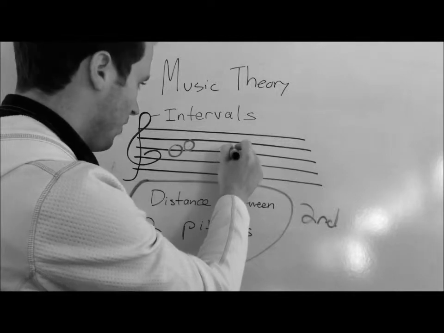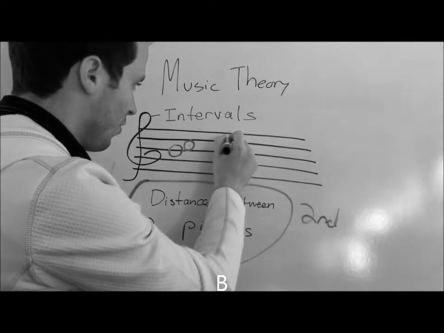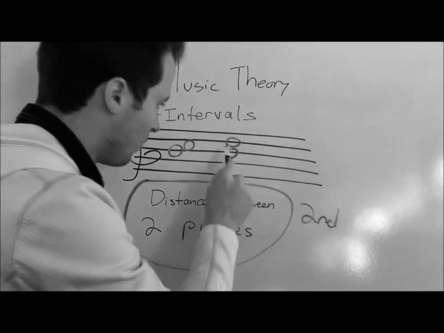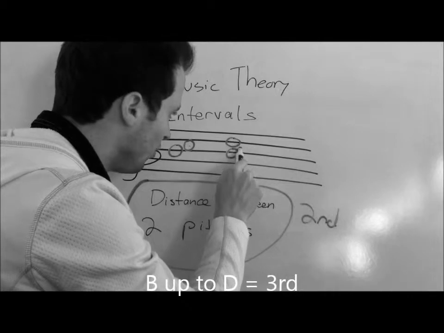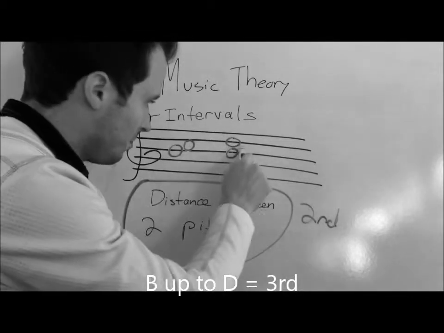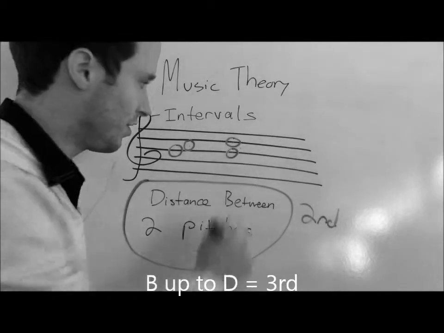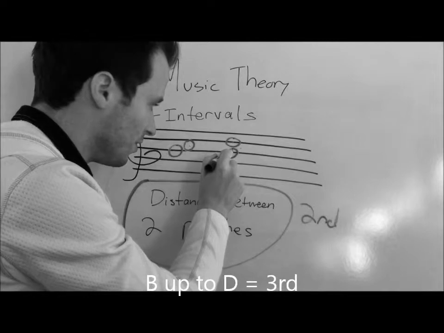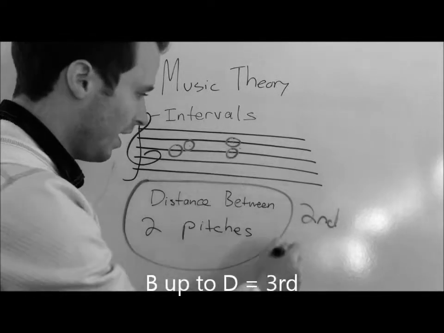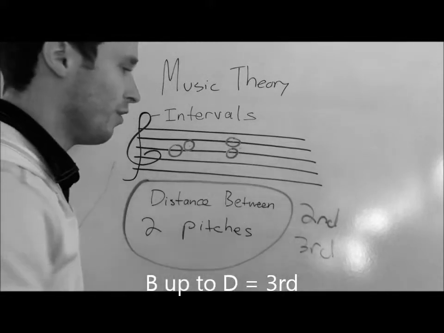Now, if I have the same note, which is B, and I put another note up here, this will be a third. I'm going 1, 2, 3, counting the line, space, line. I'm basically going right up the staff and counting, starting on the principal note, which in this case is B. I go 1, 2, 3, and therefore I identify this as a third.